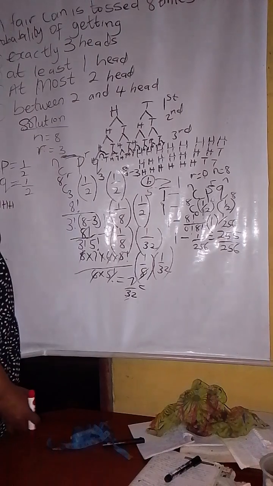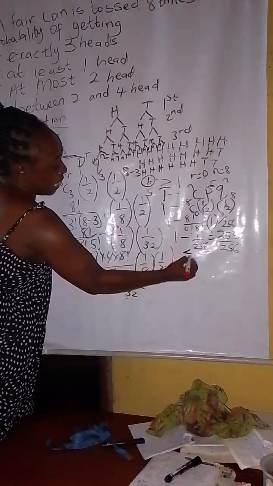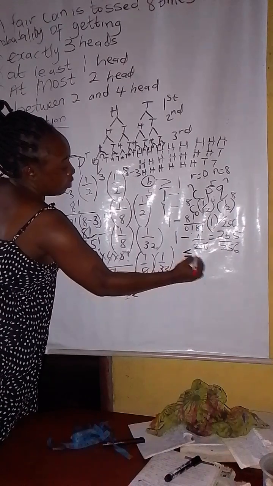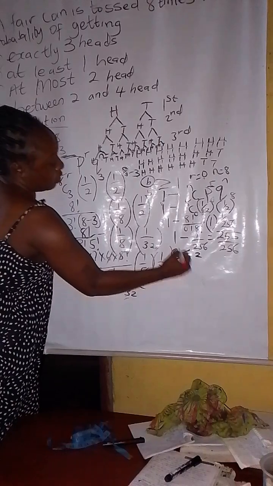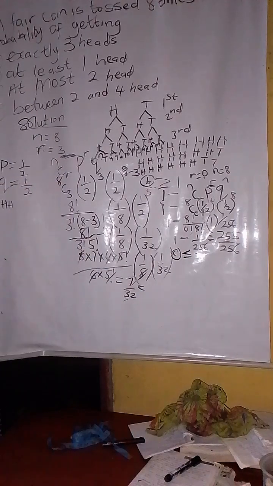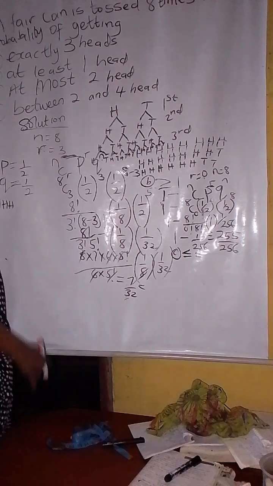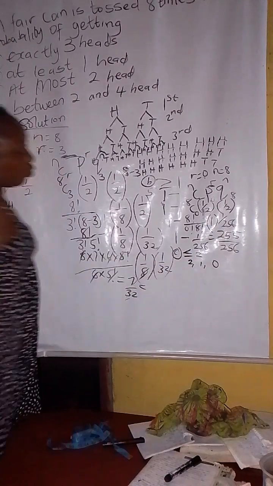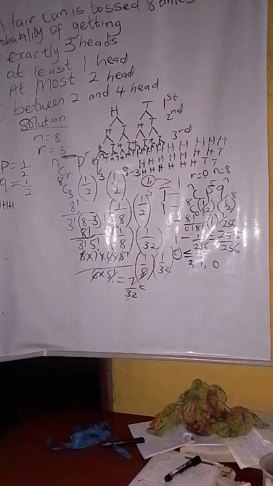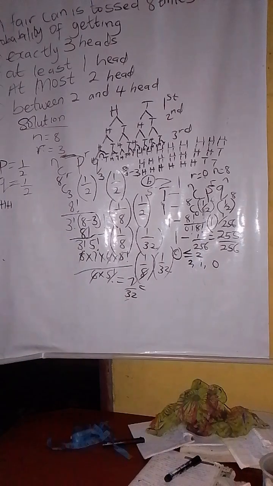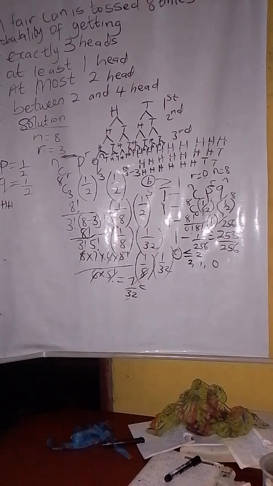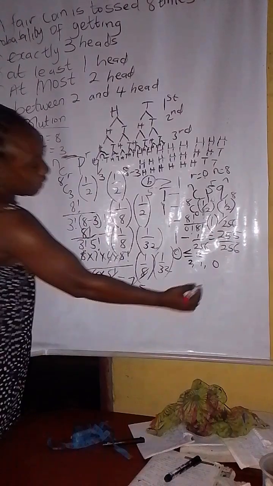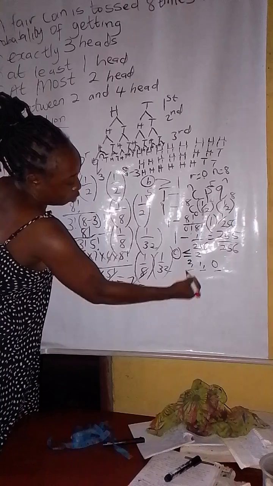Now, at most means less than or equal to 2. That's at most. At most 2 means from 2 down to 0. So that means you have 2, you have 1 and 0. That is at most 2 edges. So you still apply the formula when it's exactly 0, 1 and 2.